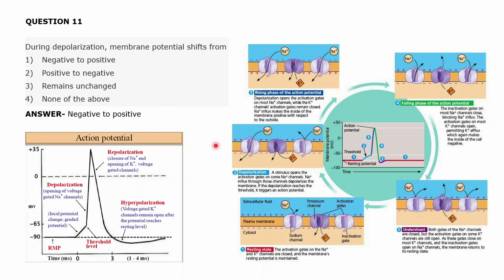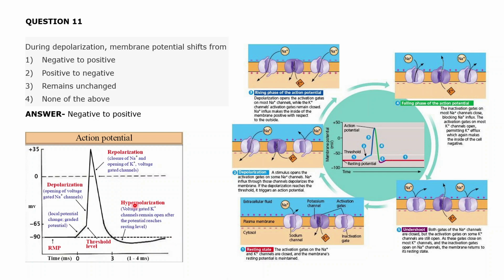Then it moves on to a resting membrane potential, where the membrane potential that was present in the initial stage gets restored. Both the channels then get closed, and it maintains a resting membrane potential in this case.